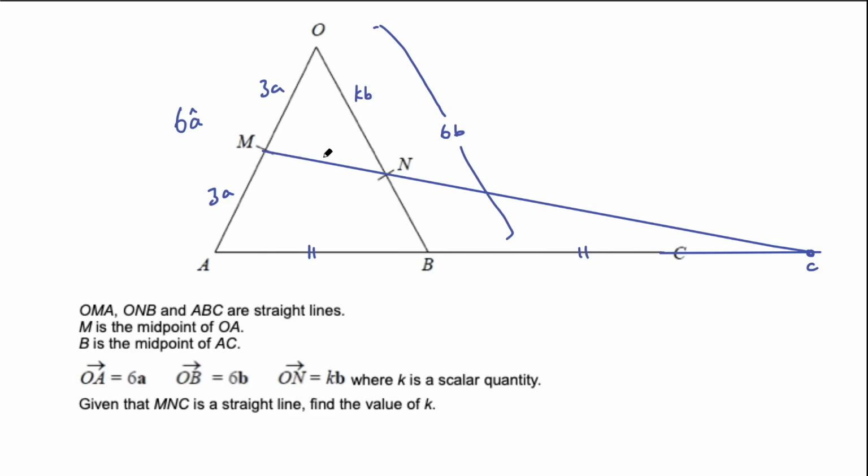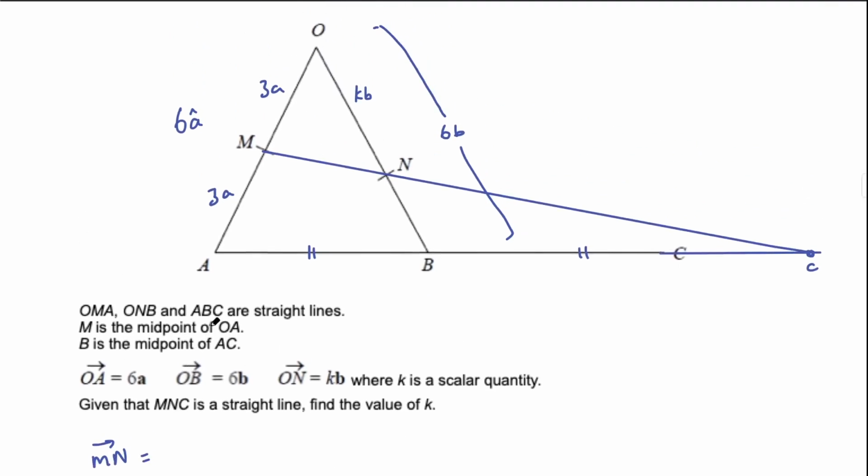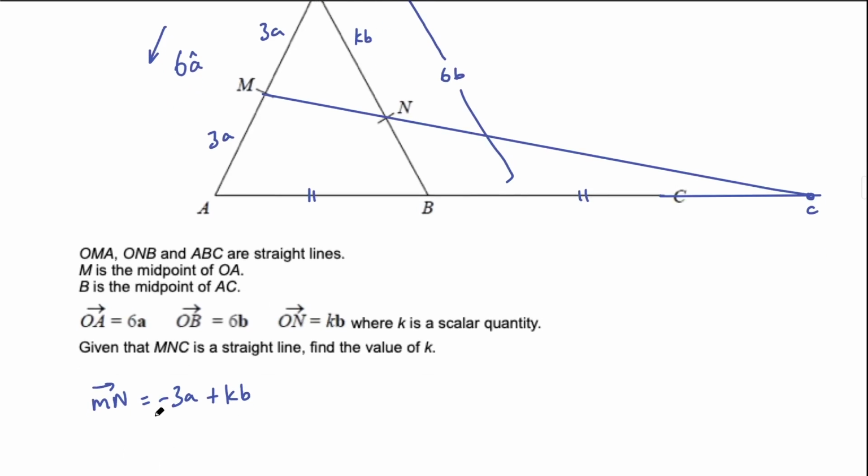So if we want to find a vector for MN, let's go ahead and do that first. This would be 3a, or actually OA is 6a, that's going in that direction. So MO would be negative 3a. And then we want to add on kb. Okay, so we have a vector for MN. Another way of writing that would be kb take 3a.